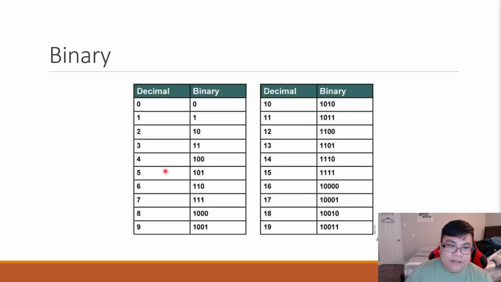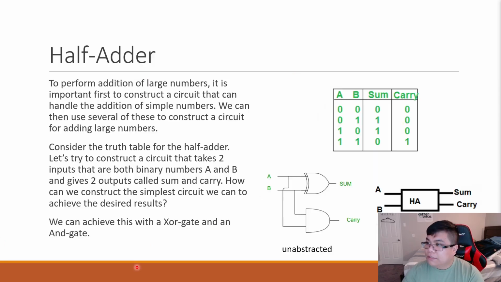Here is a little reminder, a list of some common decimal values and their binary representation. To perform addition of large numbers, it is important to construct a circuit that can handle the addition of simple numbers. If we can create a circuit that handles the addition of simple numbers, then we can use several of these to construct a circuit for adding large numbers.